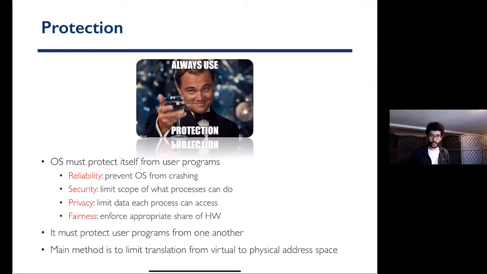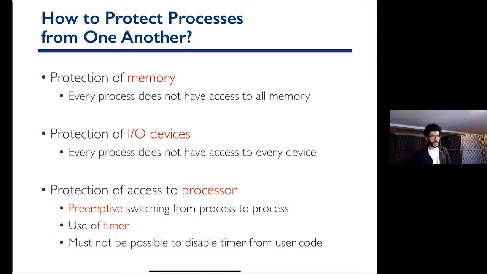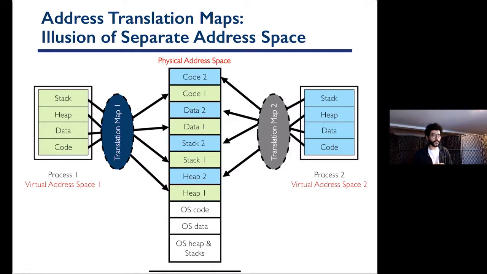We said that there are two main components. The first one was scheduling, and the second one is protection. Now, this protection is needed for reliability, security, privacy, and also fairness. So when it comes to protection, we want to protect memory, we want to protect I/O devices, we want to protect the processor. The main tool in our arsenal to do protection is through address translation.